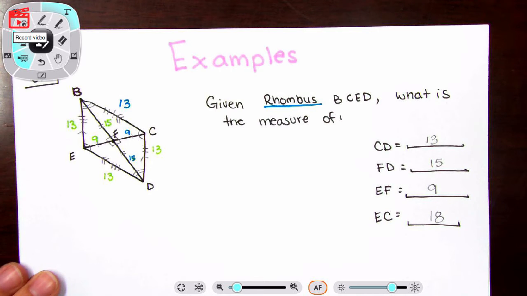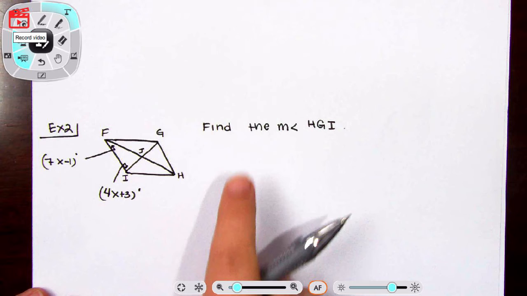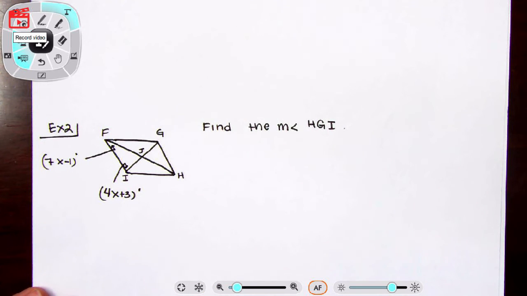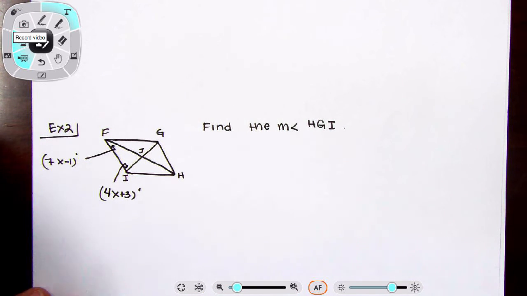My hint for any of these is to make sure you mark up your image before you start answering any questions. Mark it up, and then from your tick marks, it's easier to see what is congruent to what. Let's go ahead and find the measure of angle HGI. So let's mark it up.